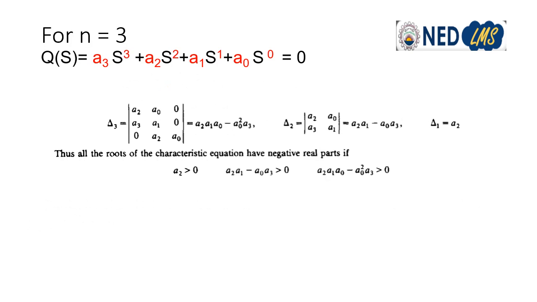This is the third order equation, a3 s cube plus a2 s square plus a1 s plus a0 equals 0. So here we have made the determinant del n as del 3 because it is a third order equation. We have used the coefficient of s square first, that is the coefficient of s to the power n minus 1, which here is s square. So the coefficient of s square is a2. Then the alternate coefficient is a0, then 0. Then the coefficient of s to the power n, which here is s cube, so the coefficient is a3. Then the alternate a1 and then 0.